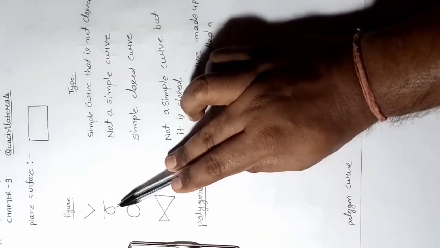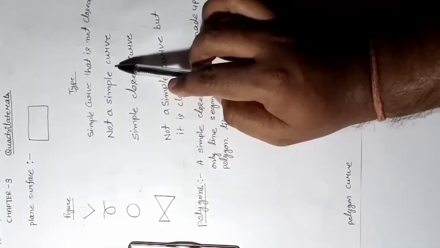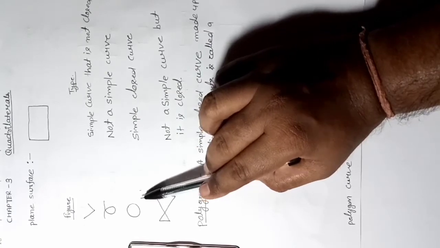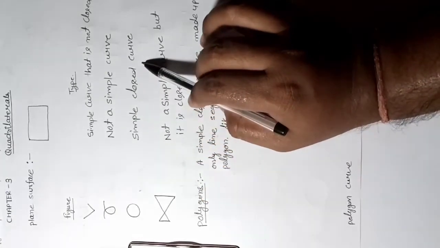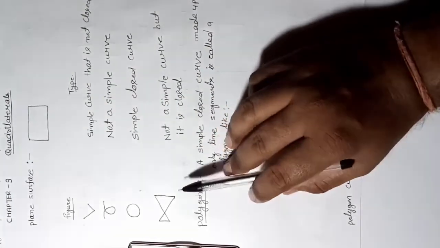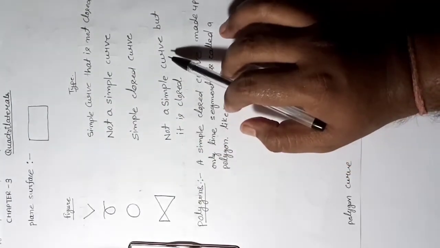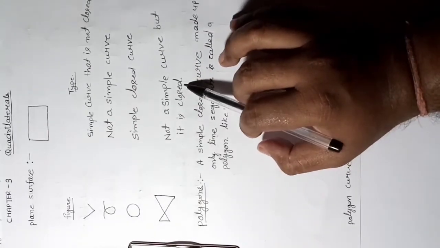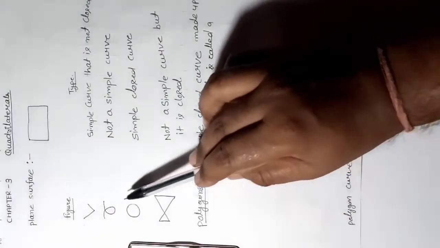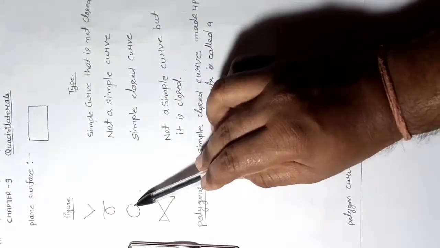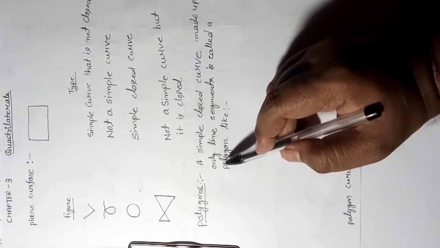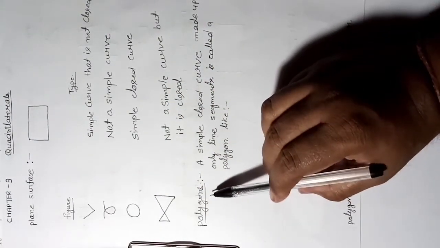Take another one, right? So this is a curve but not a simple curve, right? What is this? This is a complete circle. So we call it a simple closed curve. Now next, like this, not simple curve but it is closed, right? These two are open, these two are closed. This is a simple curve, this is also simple, these two are not simple, right? Now next, we have to know what is a polygon.